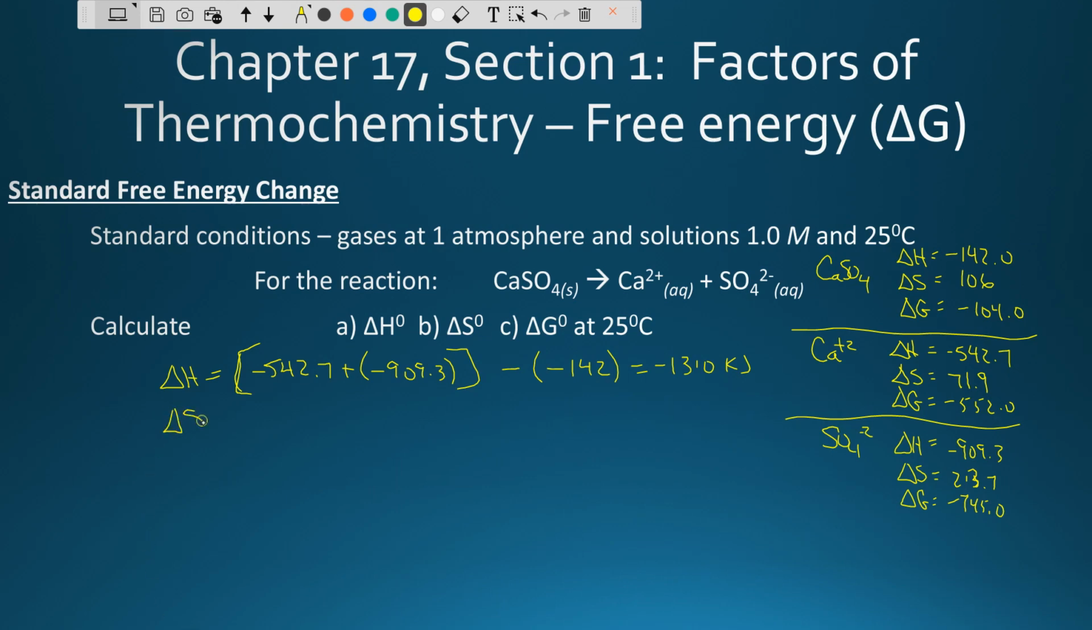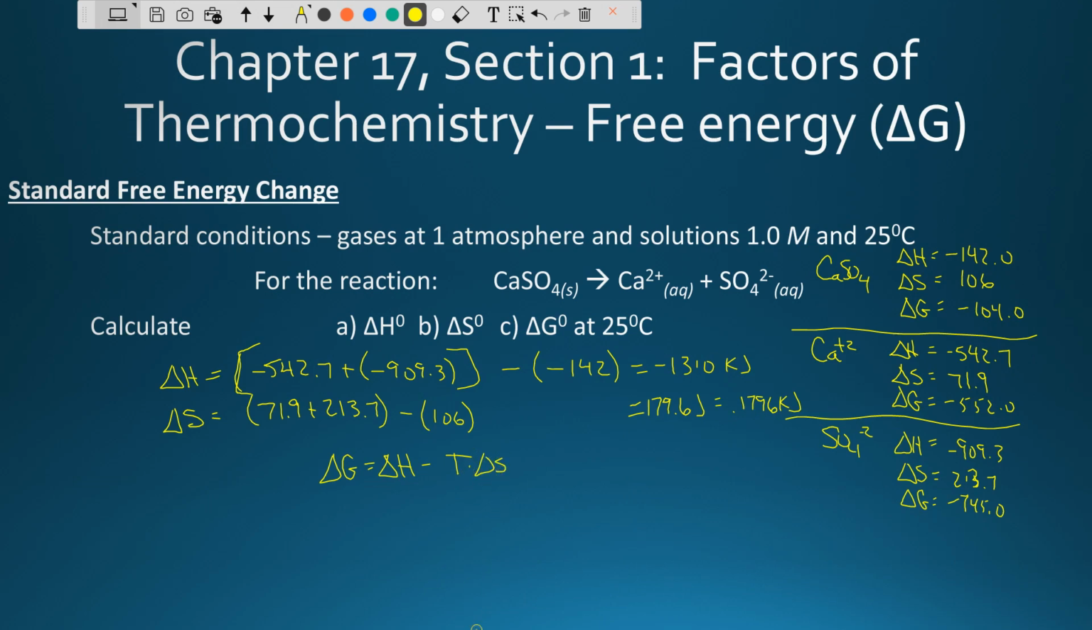Now let's take a look at my delta S. Again, my calcium and my sulfate, that was 71.9 plus 213.7 minus my 106. So my delta S ends up being 179.6. Now be careful, because that's in joules. So that will be 0.1796 kilojoules.